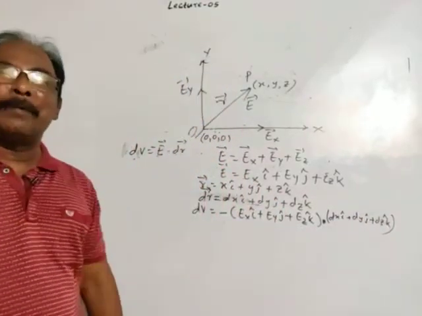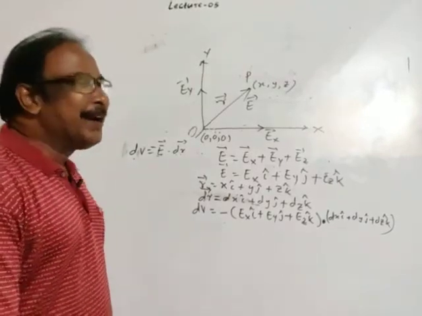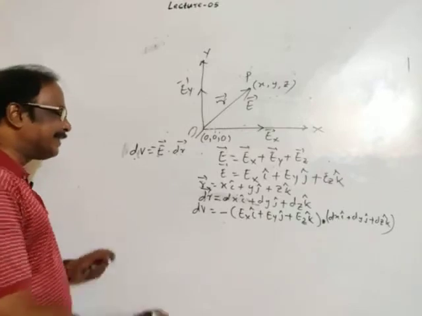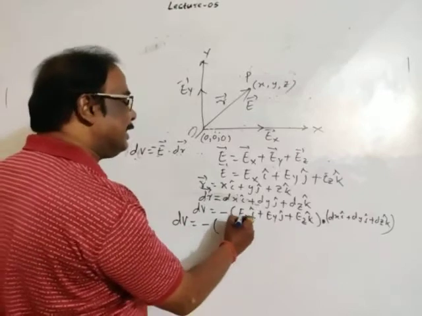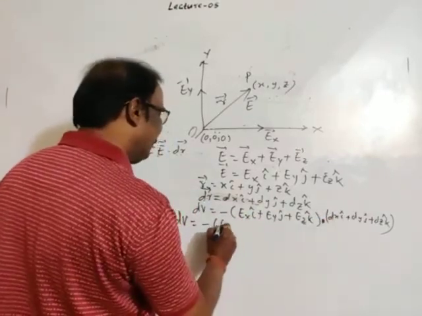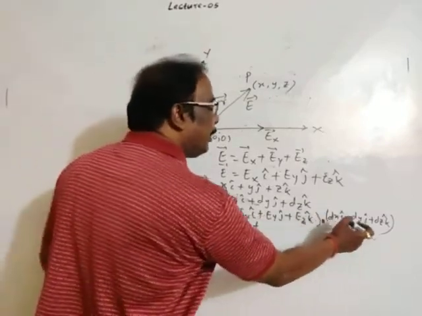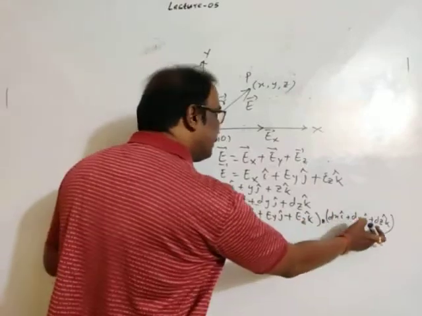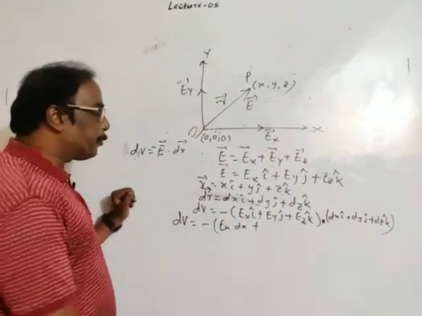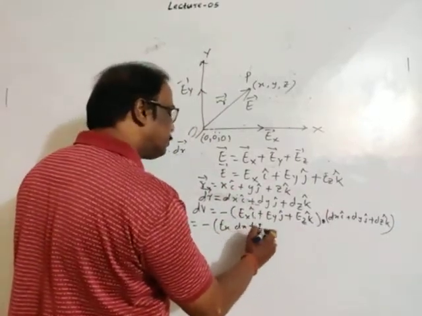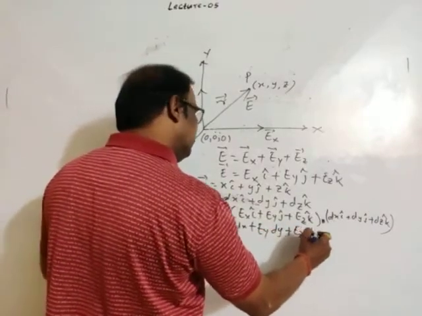You know that the product i cap dot i cap is 1, i cap dot j cap is 0, i cap dot k cap is 0. Component method of that product, you know it. Then dV, change in potential difference, is minus Ex i cap dot dx i cap, Ex dx. Okay. And Ex i cap dot dy j cap is 0, since i cap dot j cap is 0. Ex i cap dot dz k cap is 0, since i cap dot k cap is 0. And in similar form, we may write Ex dx, Ey dy plus Ez dz.